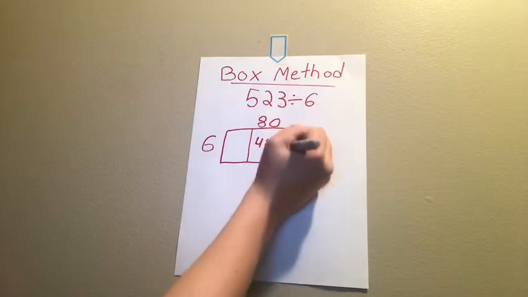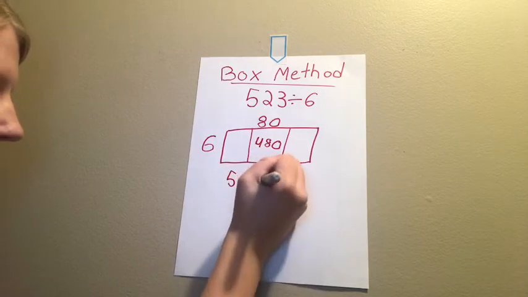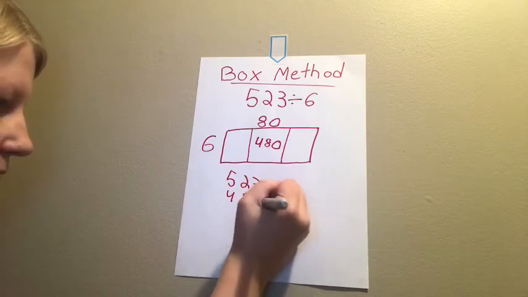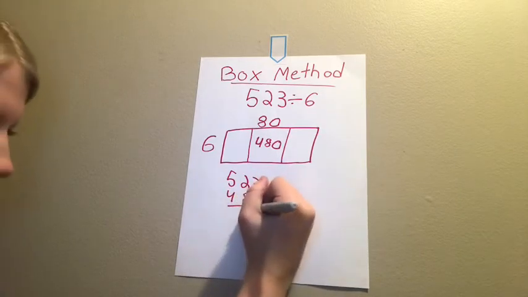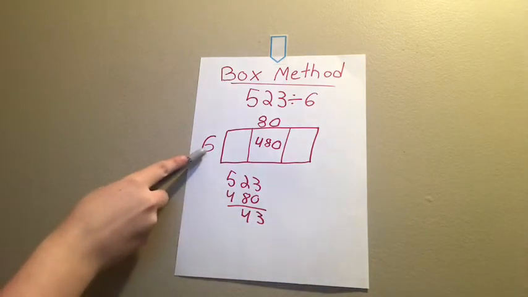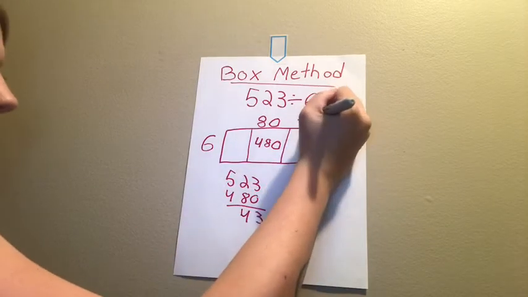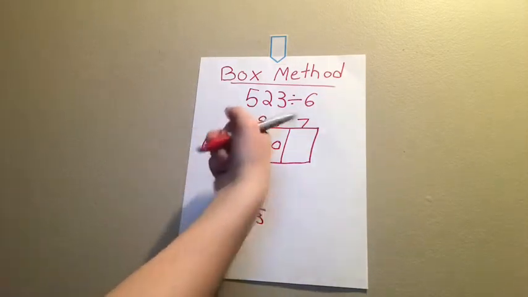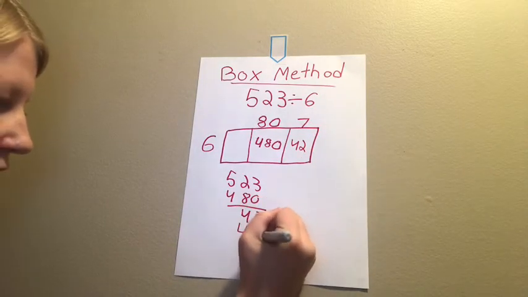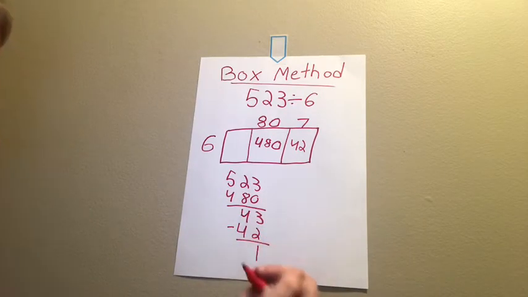And then since it's 80, we need to bring the 0. And we need to show that we took 480 from 523. So that leaves us with 43. So now we need to see how many times 6 can go into 43. And we know it can go in 7 times, and 6 times 7 is 42. So we show that 42 was taken out of that answer, which left us with 1.